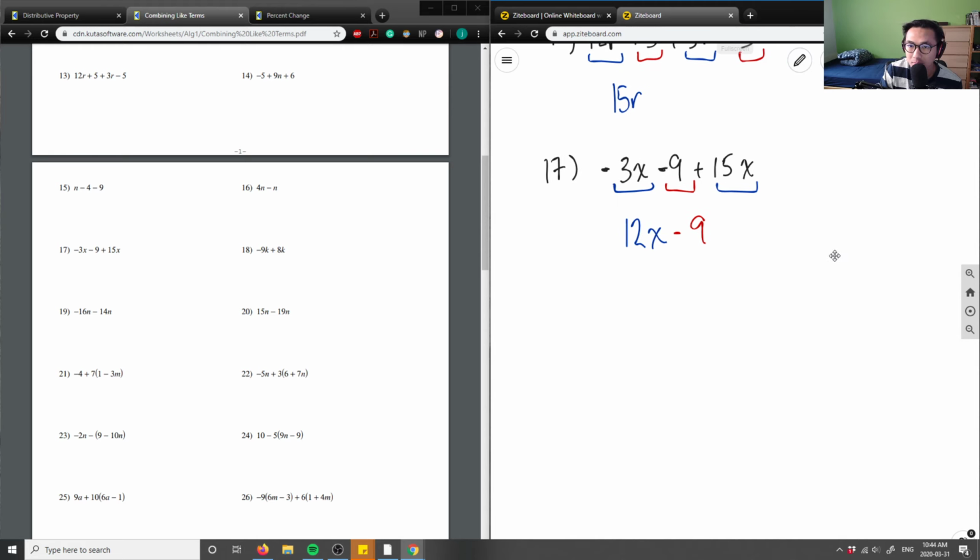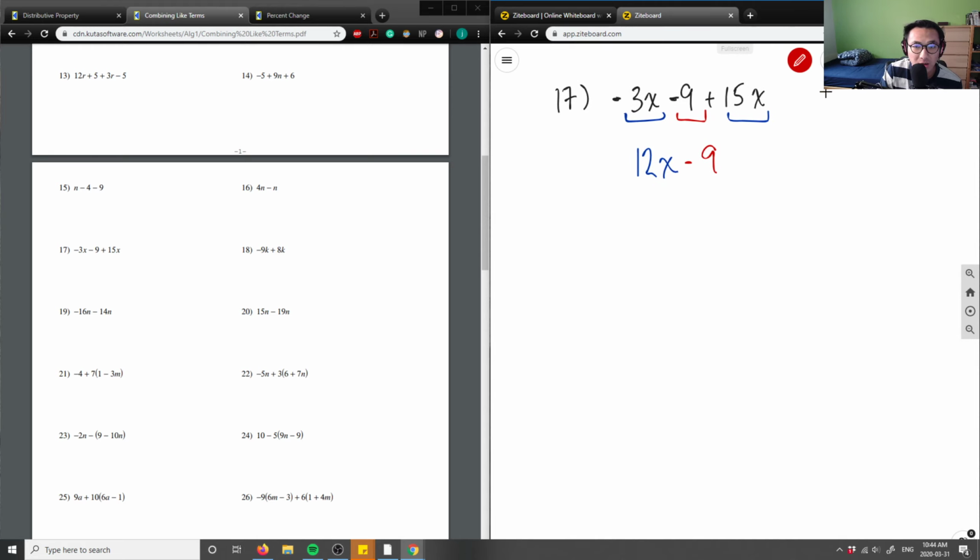All right, time to challenge ourselves. Let's do 21. 21 is combining what we learned from earlier today and this lesson. So this is a bit of review plus a bit of a challenge as well. So we have negative 4 plus 7 times 1 minus 3m, right? So how would we do this problem? What are we doing first? This looks like a mess right now. So how do we simplify this expression?